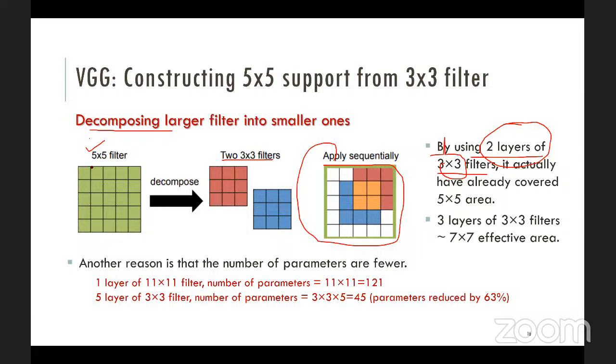Just see this example. In AlexNet we have one layer of 11x11 filter. So how many parameters? 11x11 cross 3, one layer. Now let us say we have 5 layers of 3x3 filters, and definitely we will take the depth also into account, so that will be there as well. So 3x3 filter, 5 layers, 45. You can see that the parameters are reduced a lot. That is the simple trick we use.